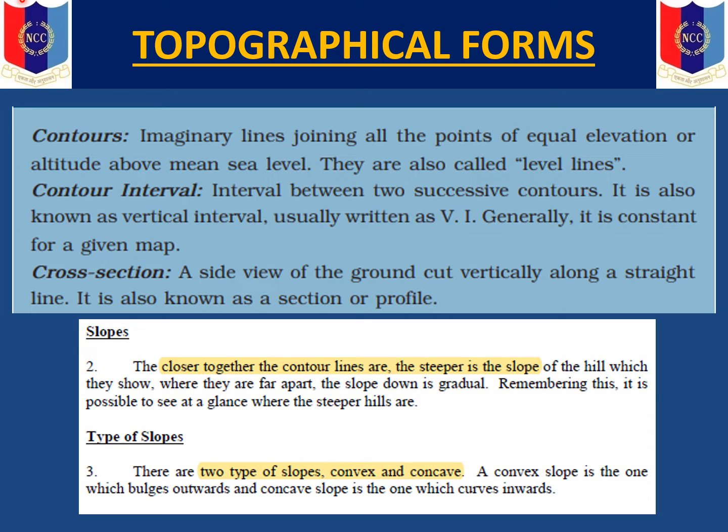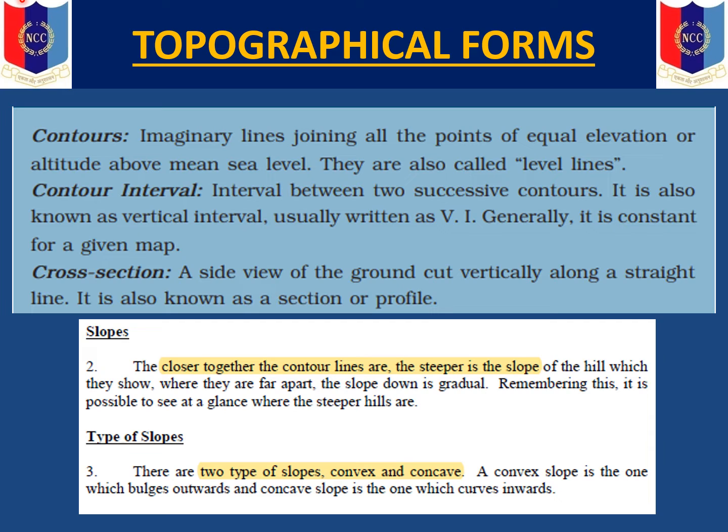Contour interval is the interval between two successive contours. It is also known as the vertical interval, usually represented as VI. It's a constant for a given map, in terms of say 2 meters, 4 meters or 10 meters. Coming on to slopes, how do you depict slopes using contour lines? If the contour lines are closer together, it means the slope is steeper. If they are farther apart, then it's a gradual slope.